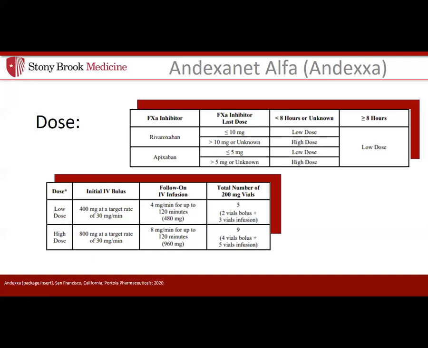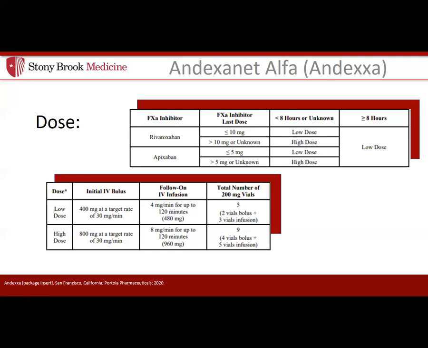So if they're taking less than 5 milligrams, they're going to get the low dose. And if they're taking more than 5 milligrams or the dose is not known, they're going to get the high dose. And when I say high dose and low dose, either one, you're going to get both the IV bolus and the IV infusion. And then the low dose is 400 milligrams at a rate of 30 milligrams per minute. And then the infusion itself is 4 milligrams per minute for 2 hours. And then the high dose is just double that.